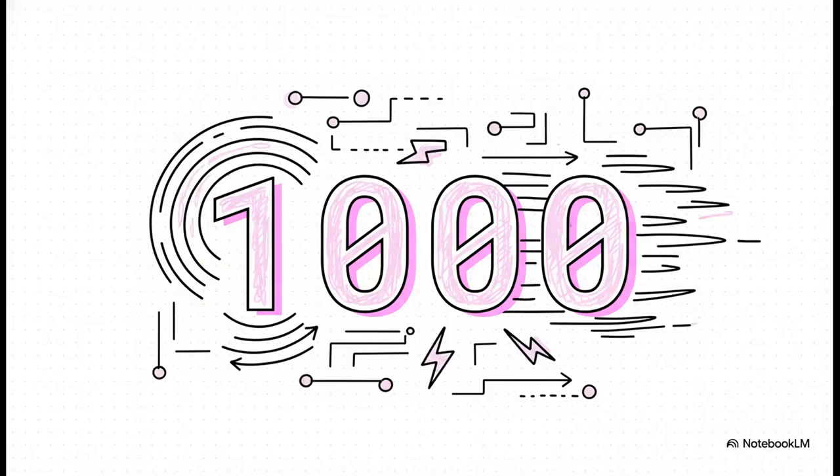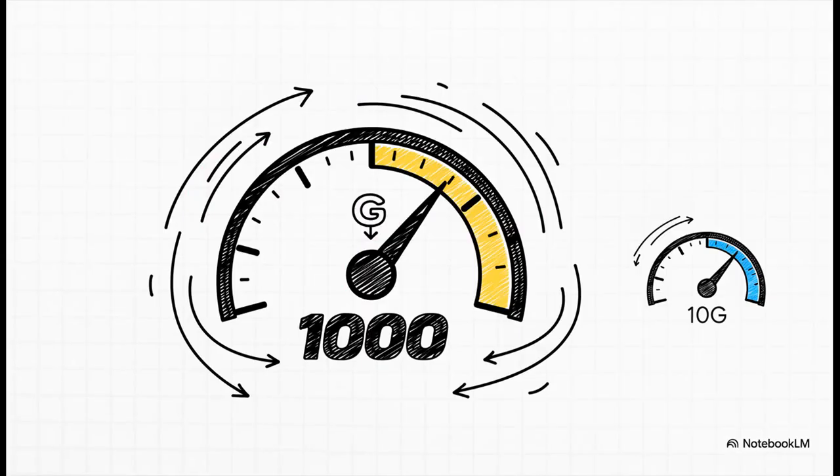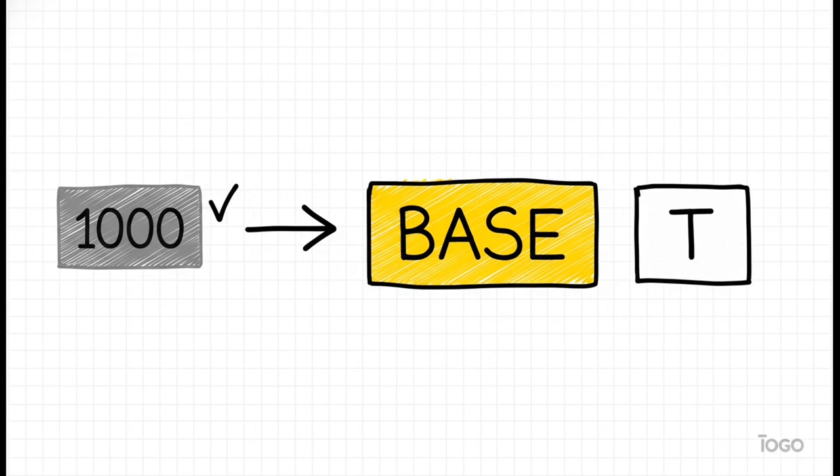So in our example, 10,000 base T, we've got that big 1000 right at the front. And yeah, you guessed it, that is all about speed. That 1000 literally just means 1000 megabits per second, or as you and I probably call it, gigabit Ethernet. See how simple that is? So when you see a standard that starts with 10G, you immediately know, yep, 10 gigabits per second. It's really that easy. Okay, speed is down, check.